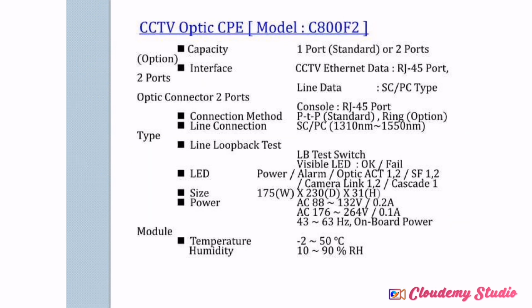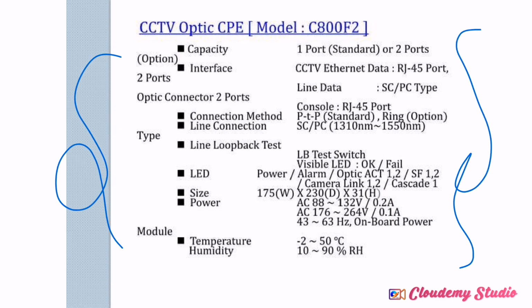CCTV optic CPE model C800F2. So this is the capacity of 1 port standard interface, CCTV Ethernet line data connection. Okay, for now these are not much important at the moment. Then the size, the power. Okay, so this is the model of the CPE. They're just showing us. No need to focus more here.